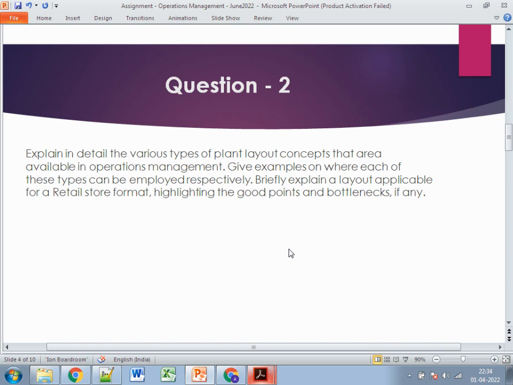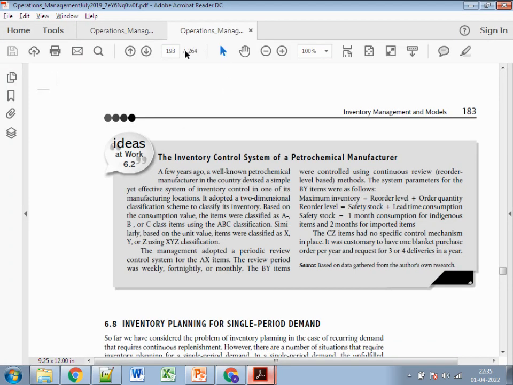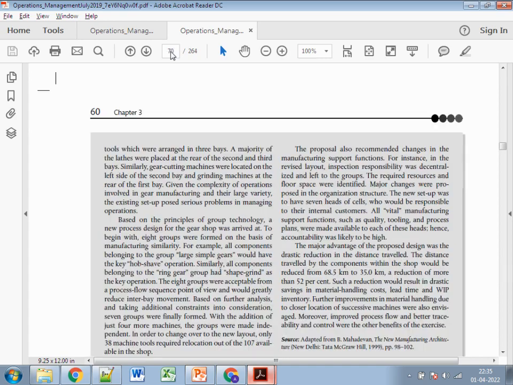Right. So, firstly, it's about the plant layout. Again, as mentioned in the first question, firstly, it's about the generic one. What are the certain kinds of plant layouts in operations management? After that, you need to consider which one will be the best one for the store, which format will be the best one, and definitely specify the good points and certain issues in this. Right. So let's go to page number 62.